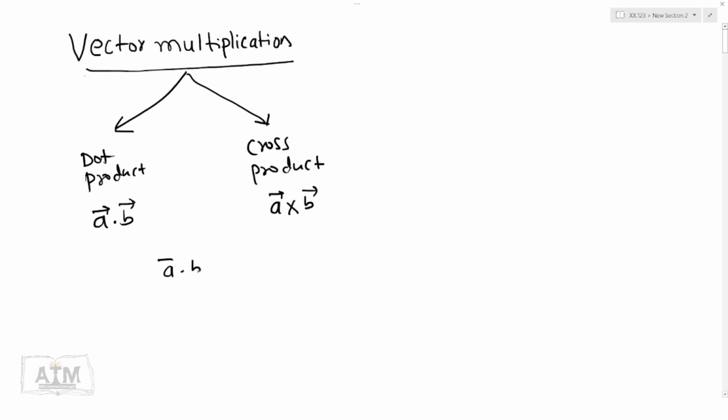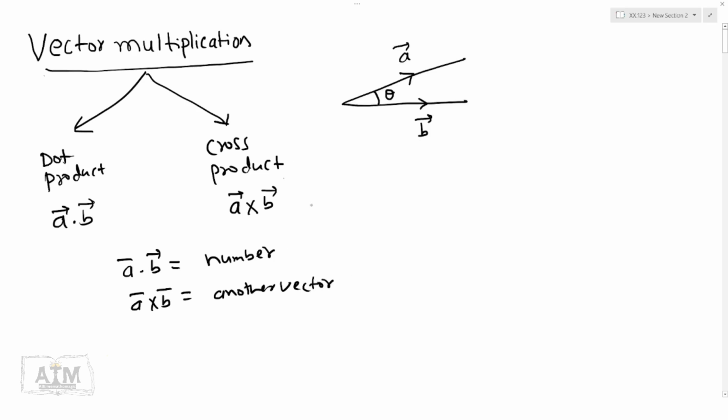When I do a dot b, we get a number. Whenever we find the dot product, we get a number, and whenever we do the cross product, we get another vector. A dot b is a number, and a number is called a scalar. Therefore, the dot product a dot b is also called the scalar product. And a cross b is another vector, so the result of a cross b is a vector. Therefore, a cross b is also called the vector product.